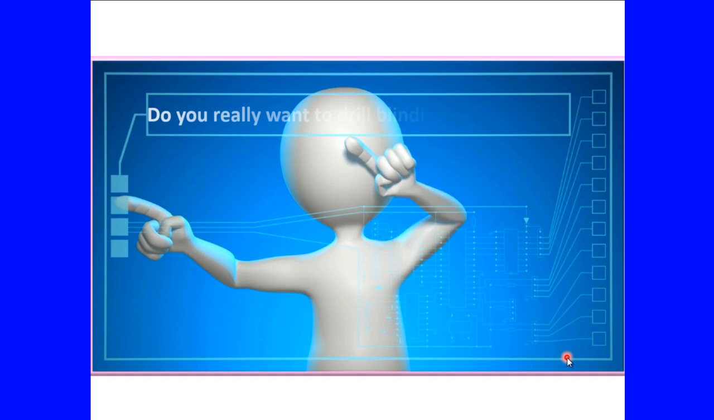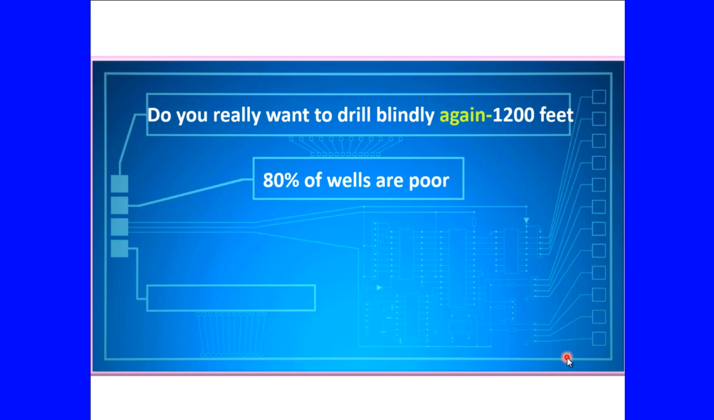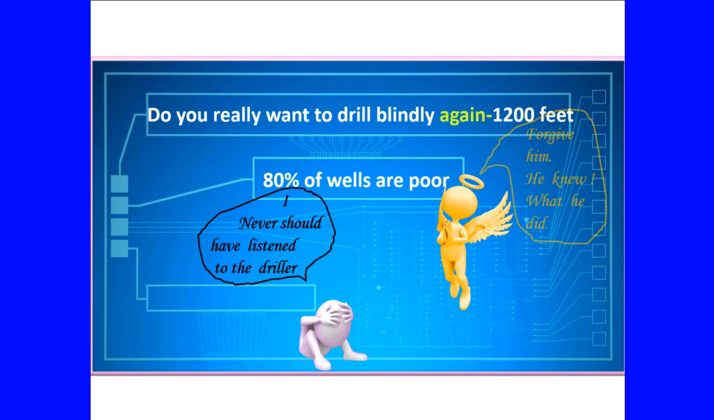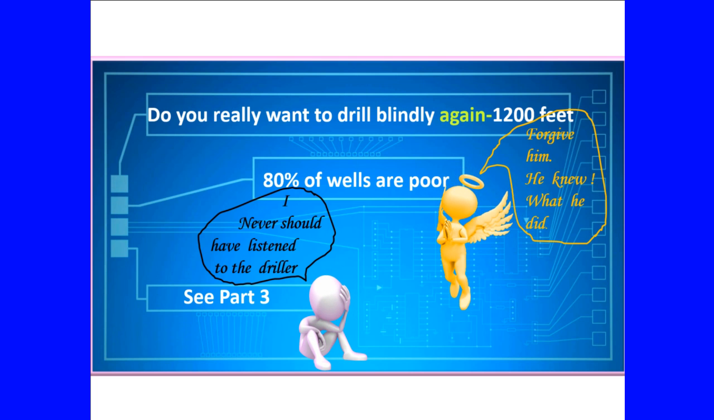Do you really want to drill blindly again? 1,200 feet. 80% of wells are poor. I never should have listened to the driller. Forgive him. He knew what he did. See Part 3.